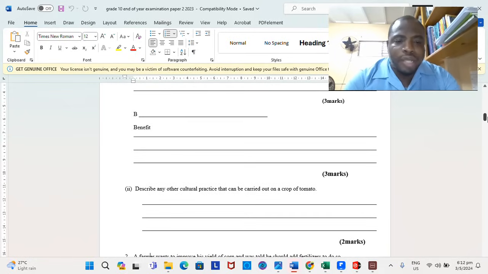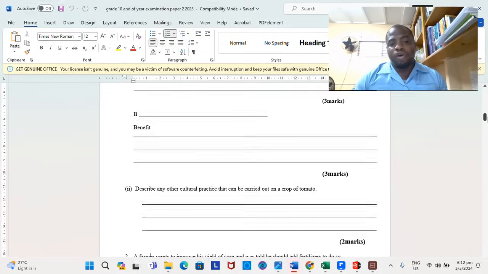Now part 2 says, describe any other cultural practice that can be carried out on a crop of tomato. And on a crop of tomato, we can practice mulching. Mulching is the concept of placing organic or inorganic material over the surface of the soil. Now we basically do the mulching, and if you're a farmer, if the person is encountering some form of drought, mulching is the correct thing.